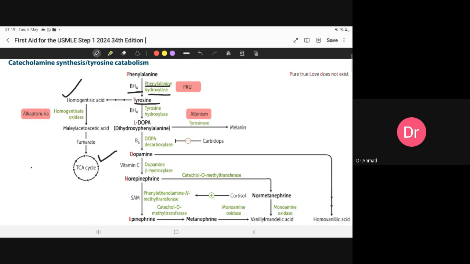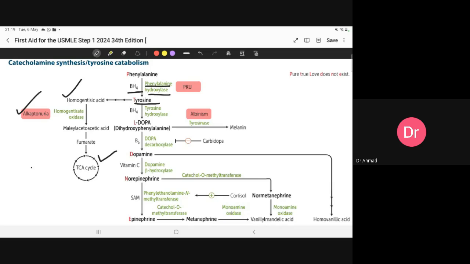Do you need to remember this whole thing? No, you just need to remember that tyrosine can be converted into dopamine and it can be converted into homogentisic acid, and we have to metabolize this homogentisic acid. If we do not metabolize it, it leads to a disorder known as alkaptonuria. We will talk about it.